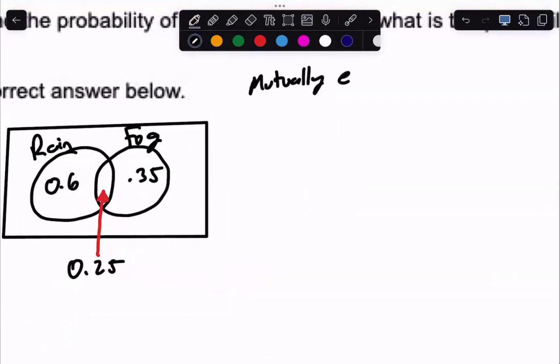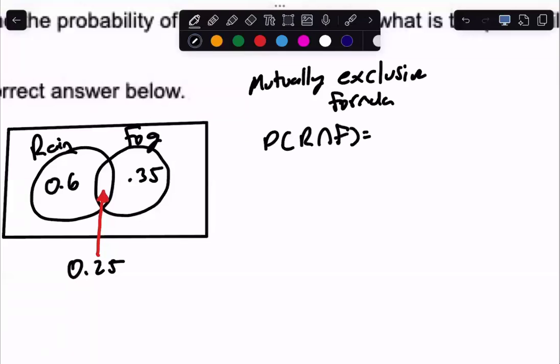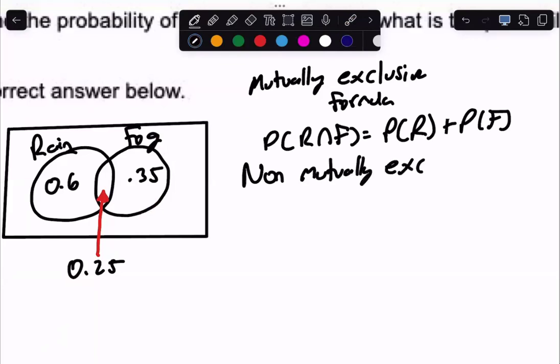So for the mutually exclusive formula, it's in the very beginning. The probability of rain or fog is equal to the probability of rain plus the probability of fog. Now, this problem is non-mutually exclusive, meaning you can actually have a probability of it being both rain and fog, because it can rain and there could be fog at the same time. So there's actually a different formula for that.